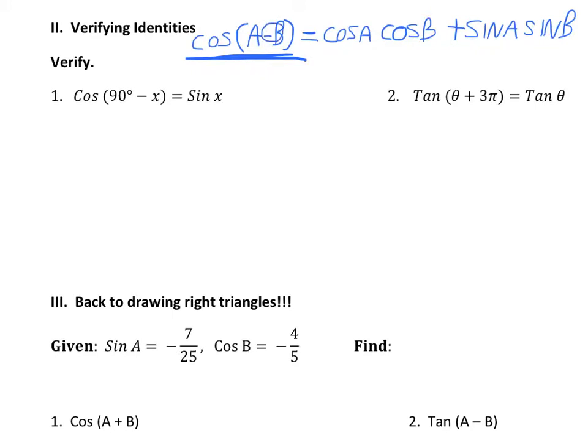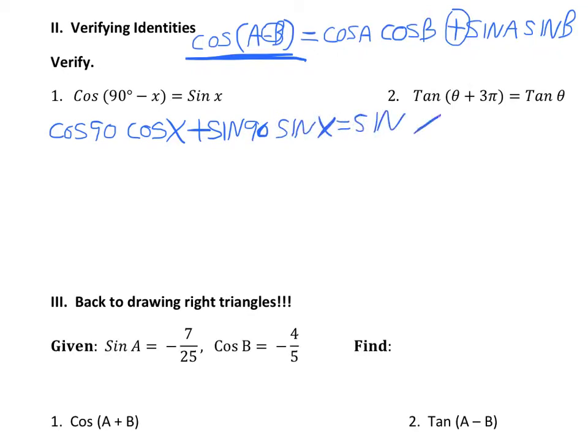Since it's minus for cosine, that means I have to use plus on the inside. So a is going to be 90 degrees and b is going to be x. So I'm just going to substitute it. So it's going to be cosine of 90 times cosine of b, which is in this case cosine of x, then plus sine of a, which is 90, and then sine of x. And I want to prove that this equals sine of x.